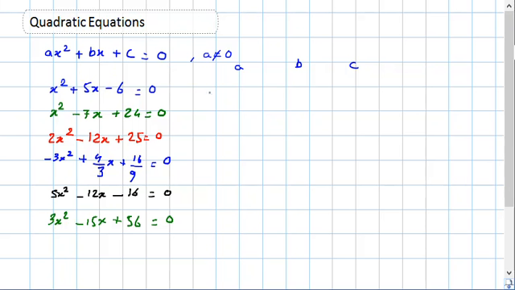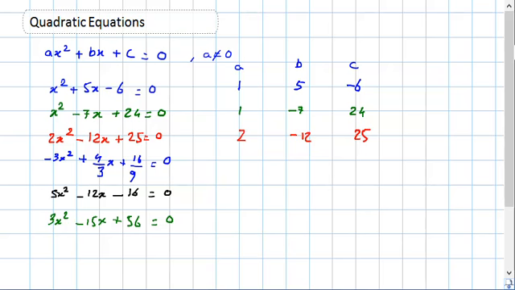So in the first equation, the coefficient of x square is 1, so the value of a is 1. The coefficient of x is plus 5, so the value of b is 5, and the constant is negative 6. We have to include the signs here, so the sign is very important, so it has to be negative 6. In the second equation, again the coefficient of x square is 1, the coefficient of x is negative 7, and the constant is 24. And in the third equation, the value of a would be 2, the coefficient of x, which is b, is negative 12, and the constant is 25.